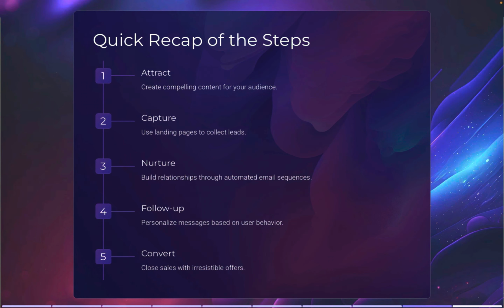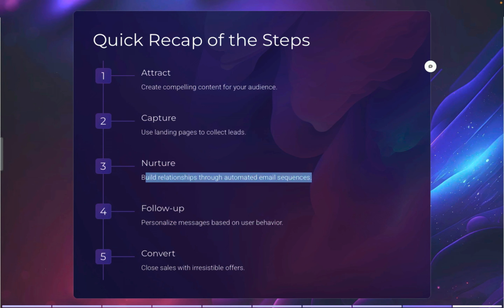Now, here's a quick recap of the steps which we have talked about. First is to attract. The first step was to attract the leads with the help of content. Second is to capture those leads with the help of lead magnets you are going to create. Now your leads know you. On the first step, your leads know you. Now you get those leads with the help of some lead magnet.